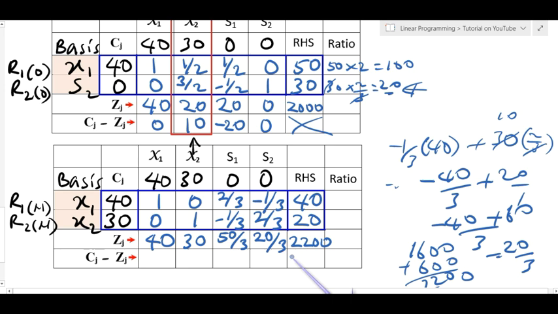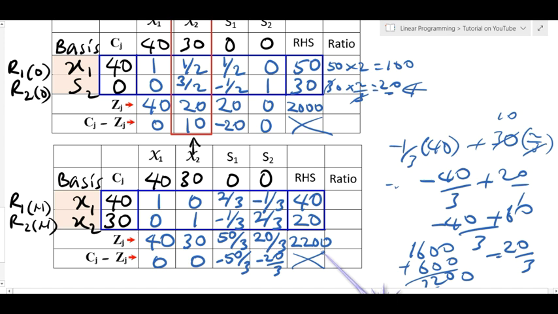After that, we now calculate the CJ minus ZJ row. 40 minus 40 is 0. 30 minus 30 is 0. 0 minus 50 over 3 will be minus 50 over 3. Here, 0 minus 20 over 3 will be minus 20 over 3. Here, you don't do anything. Leave this. If you watch the CJ minus ZJ row, is there any value there that is greater than 0? No. Therefore, this tableau is the optimal solution.